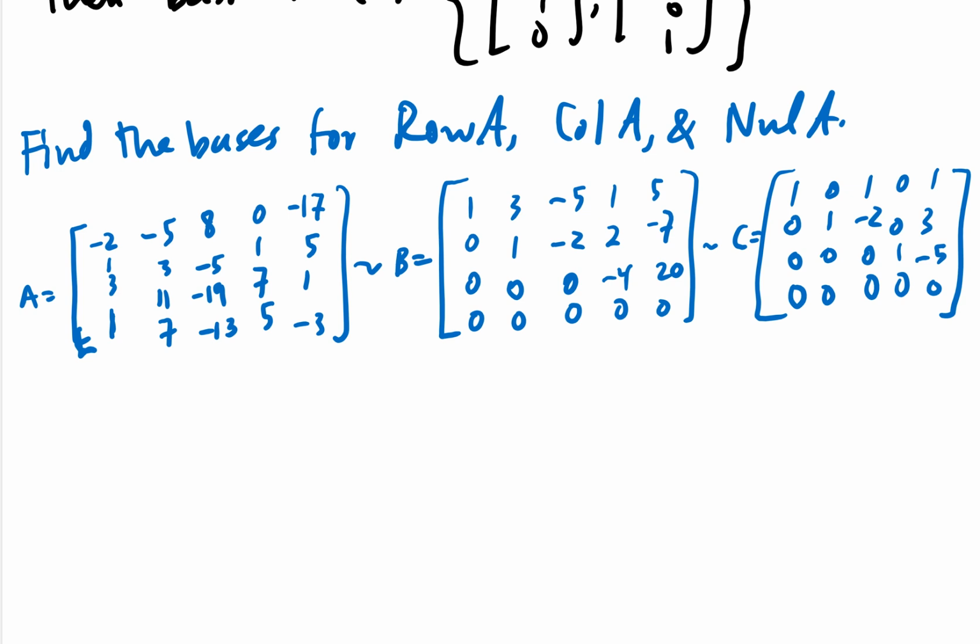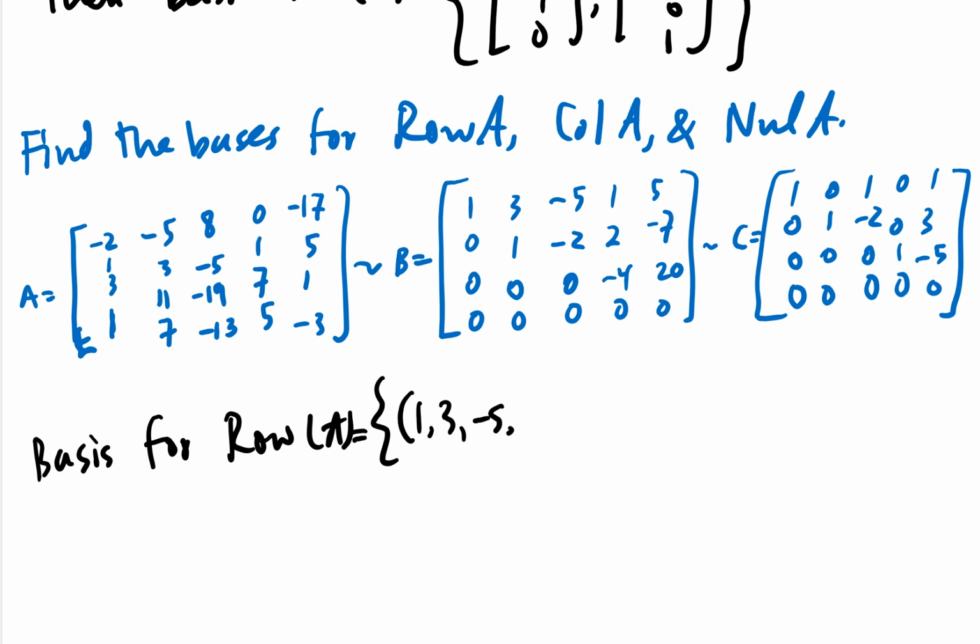So for this one, the basis for the row space of A would be the first one, 1, 3, -5, 1, 5, comma 0, 1, -2, 2, -7, and 0, 0, 0, -4, 20.